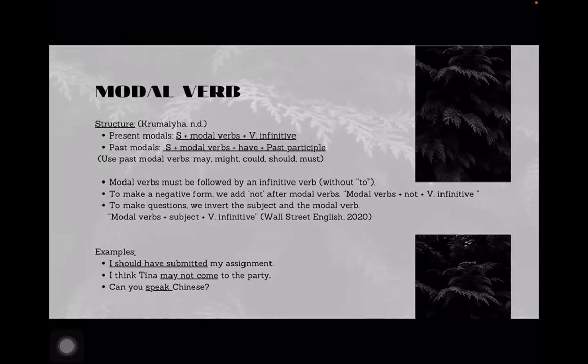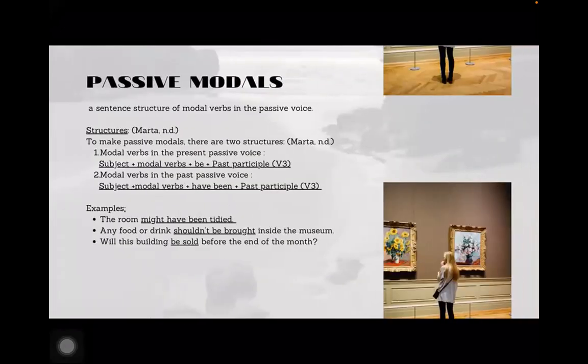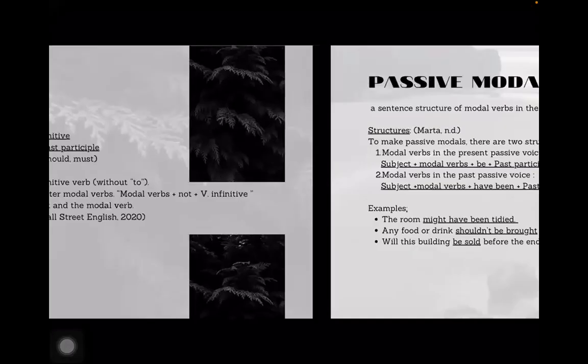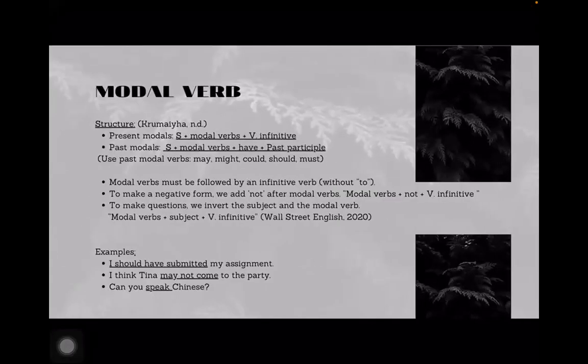For example, the structure should have plus past participle is used to talk about something different from what happened. If you say, I should have submitted my assignment, it means actually you didn't submit and you feel like you were supposed to do it, but now you have no chance to do it anymore. To make a negative form, we add not after modal verbs, and to make questions, we invert the subject and the modal verbs. Okay, now I guess all of you know modal verbs so well.